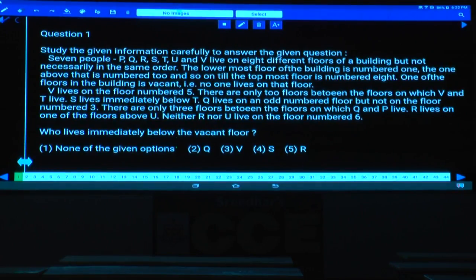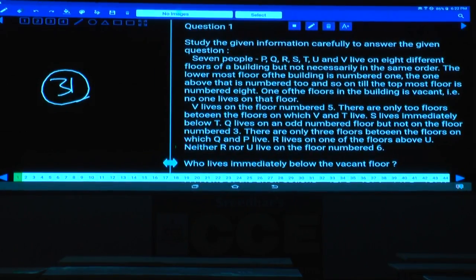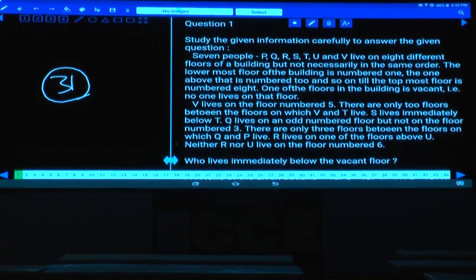Paper number 31. Now in this paper number 31, question numbers 1 to 5.